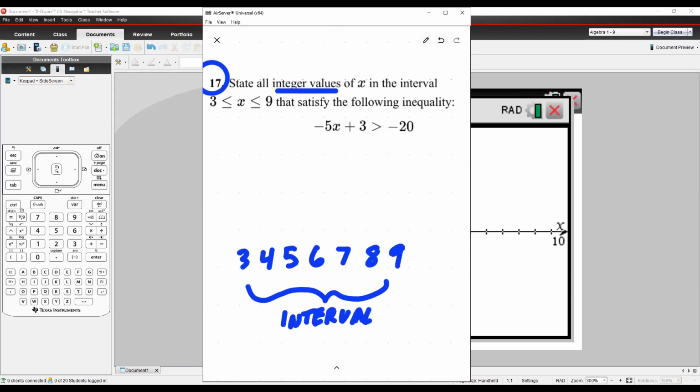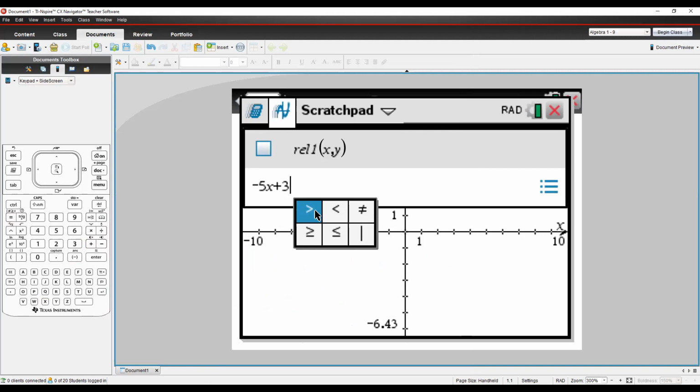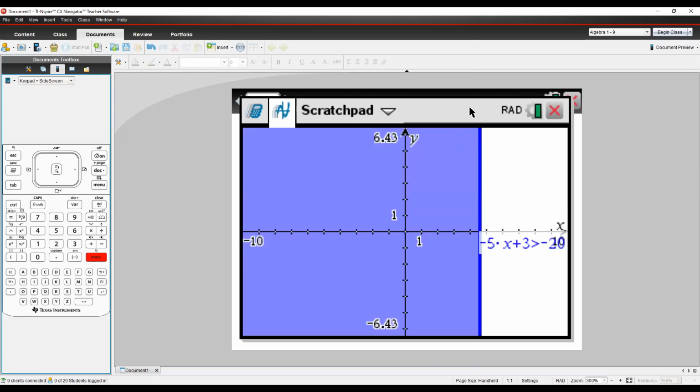Now, what we're going to do is we're going to find out how many of these integers are solutions to this inequality. So the very first thing I'm going to do is I'm just going to type in the entire inequality. 5x plus 3 is greater than a negative 20. And when I'm done, I get this.